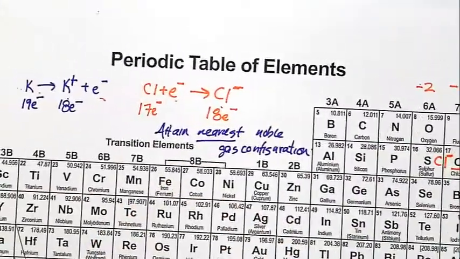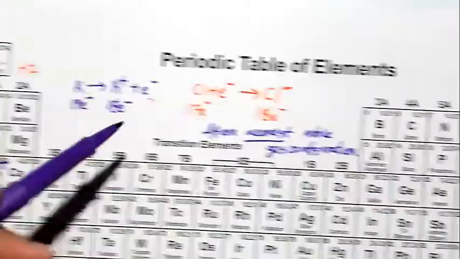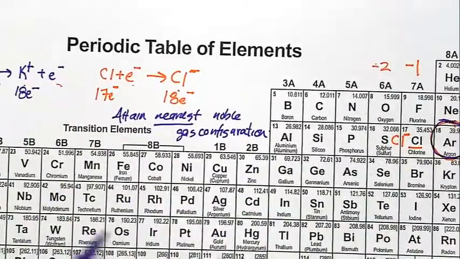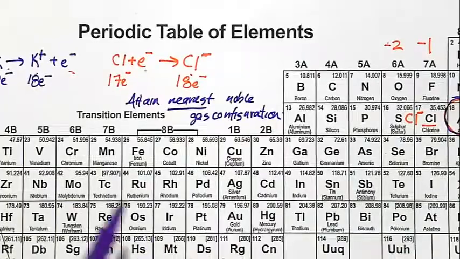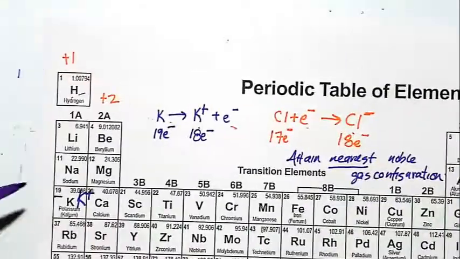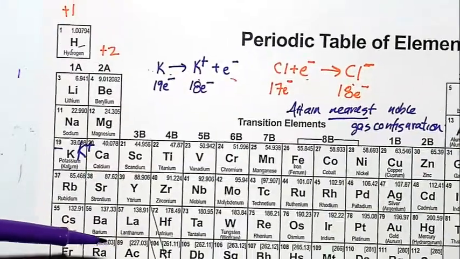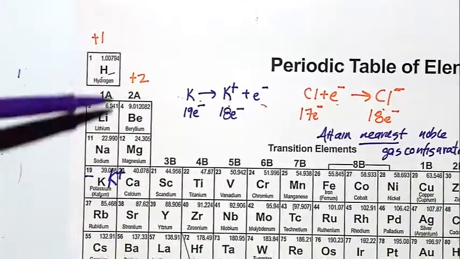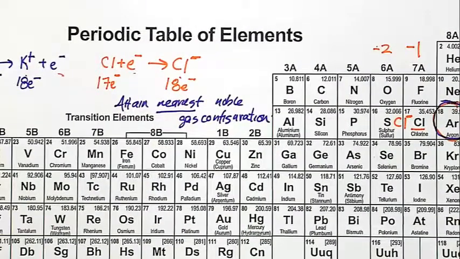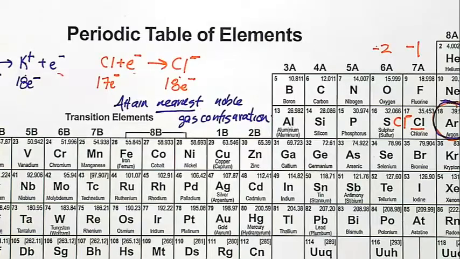All right, so just be aware of the rationale for group 1 and group 2 and group 6 and group 7 to have those charges, +1, +2, -2, and -1. Now, we can't say that for these other elements because these other elements have different charges and they have different requirements. We can only say this unequivocally for group 1, group 2, group 6, and group 7 because these have the closest ability and the strongest probability of attaining nearest noble gas configuration.